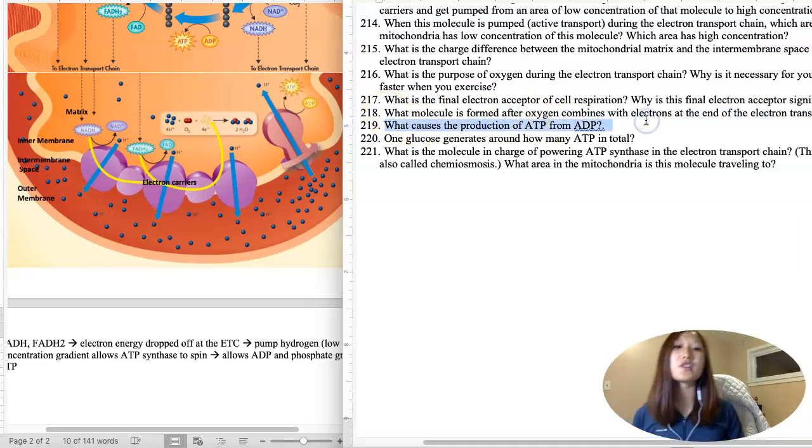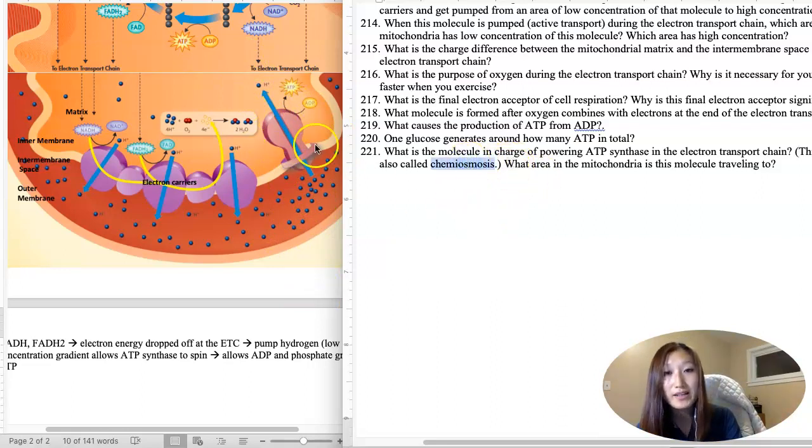What causes the production of ATP from ADP? That will be hydrogen flowing through the ATP synthase, causing ATP synthase to spin, which makes ATP. One glucose generates around how many ATP in total? Around 34. The molecule in charge of powering the ATP synthase in the electron transport chain is the hydrogen ions. Again, hydrogen ions are the ones that travel through the ATP synthase, not the electrons. The hydrogen ions travel through the ATP synthase from an area of high concentration of hydrogen to an area of low concentration, from positive to negative, making the ATP synthase spin, which makes ATP.